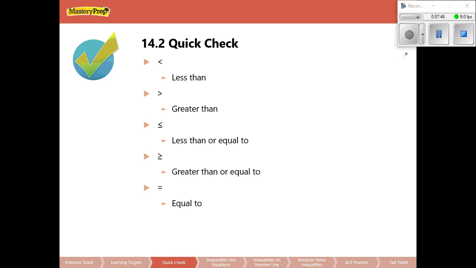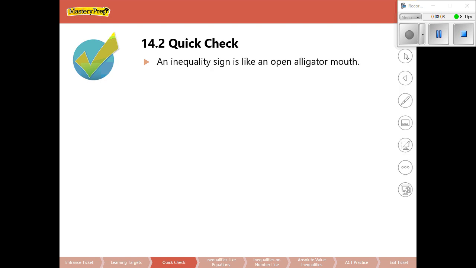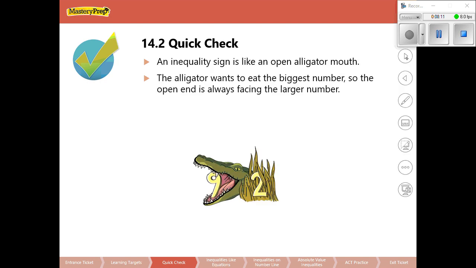Most inequalities, because if we look at it, the first one is less than. We have greater than, less than or equal to, greater than or equal to, or equal to. Y'all have used these before because we've done them in Algebra 2, Algebra 1, 8, 7, 6th grade math. You've done inequalities many, many times up till now. Dealing with, I think it's on the next slide, the alligator, yes, because that was the analogy that's been used time and time again, and it always opens to the bigger number.